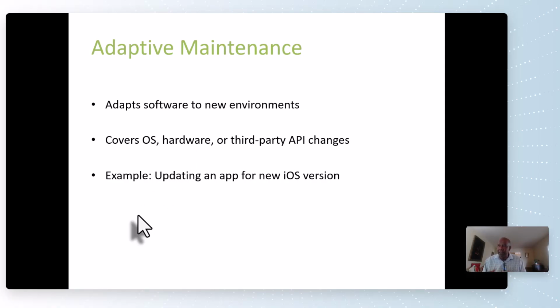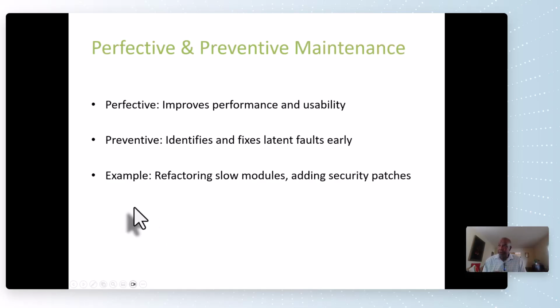Adaptive maintenance adapts the software to new environments, covering operating system, hardware, and third-party API changes. Anything as far as environment changes will basically fall under adaptive maintenance. Next, perfective and preventive maintenance. Perfective is improving performance and usability. Preventive is identifying and fixing latent faults early. Okay. We know something's wrong. Rather than waiting for something to fail, we're going to go ahead and fix it now, rather than waiting for a more reactive type of response.